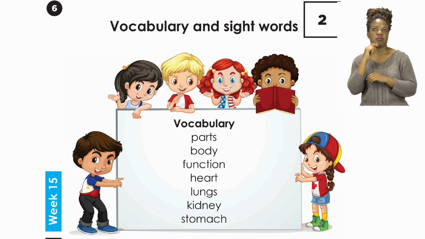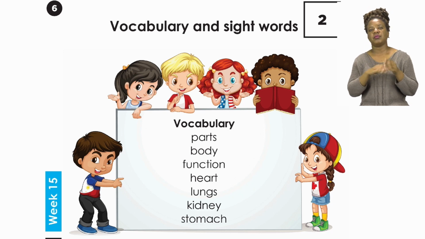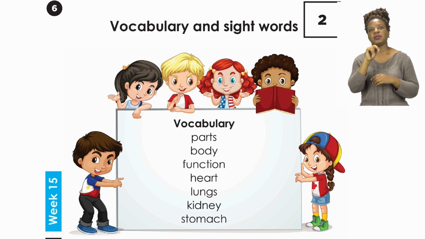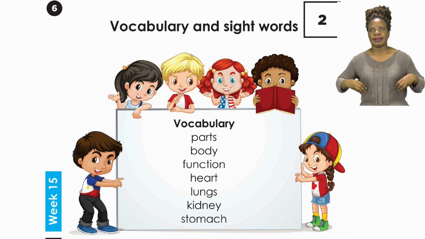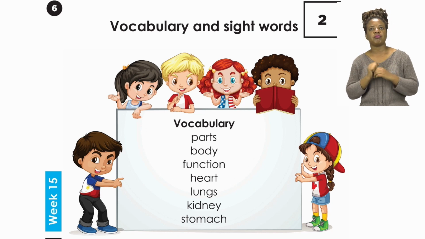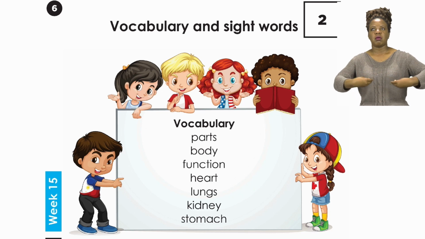We'll start by reading them. Parts, body, function, heart, lungs, kidney, stomach. Let's read them again. Parts, body, function, heart, lungs, kidney, stomach. Now that we have read them twice, let us say what each means.